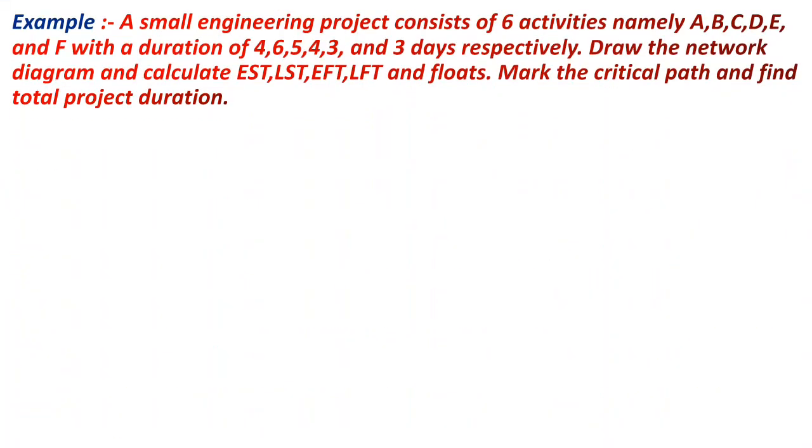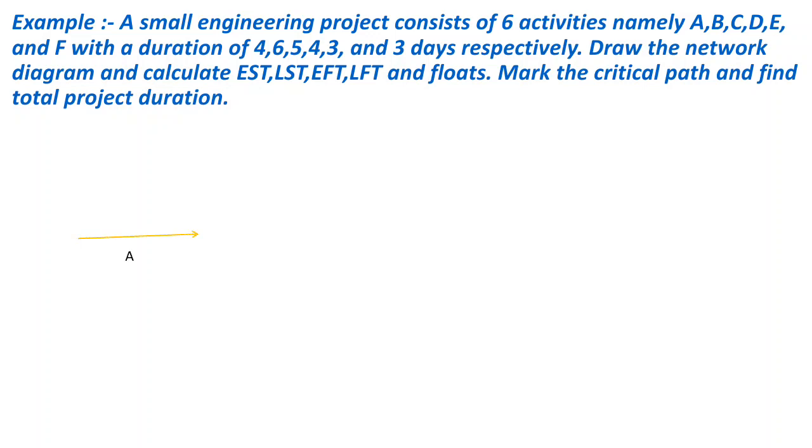Let's take an example. A small engineering project consists of 6 activities, namely A, B, C, D, E, and F, with durations of 4, 6, 5, 4, 3, and 3 days respectively. Draw the network diagram and calculate EST, LST, EFT, LFT, and floats. Mark the critical path and find the total project duration.